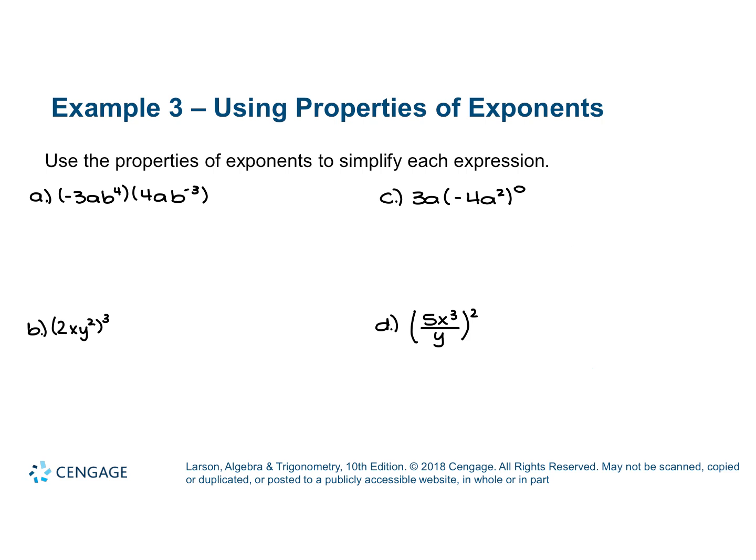So to start off, for A, we have negative 3ab to the 4th power times 4ab to the negative 3rd power. I can actually go ahead and multiply like terms. So I can do the negative 3 with the 4, the a with the a, and the b with the b. I'm going to actually be following example 1. So I multiply the negative 3 times the 4. The a, because it's the same base, I'll have an exponent of 1 plus 1. And then for b, I end up with 4 plus negative 3. So when I simplify that, I end up with negative 12a squared, b to the 1st power, or just b.